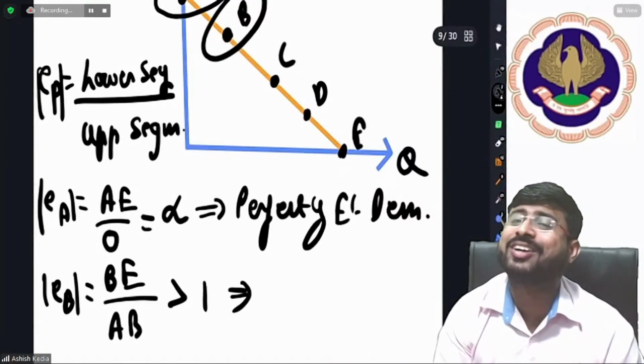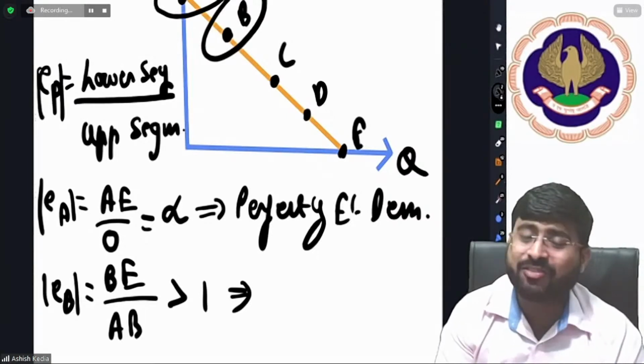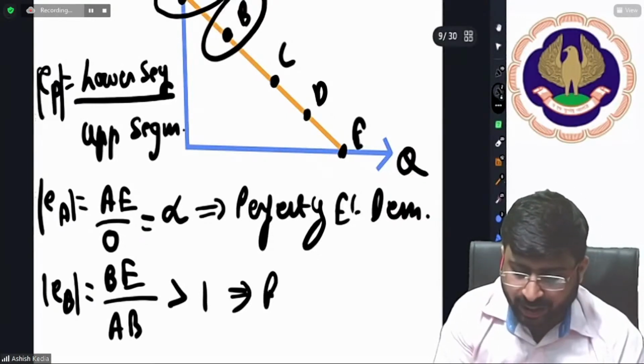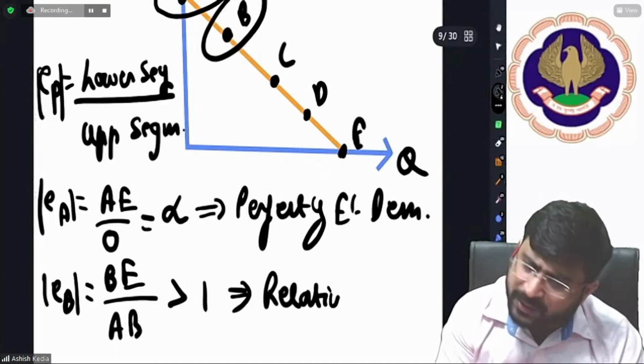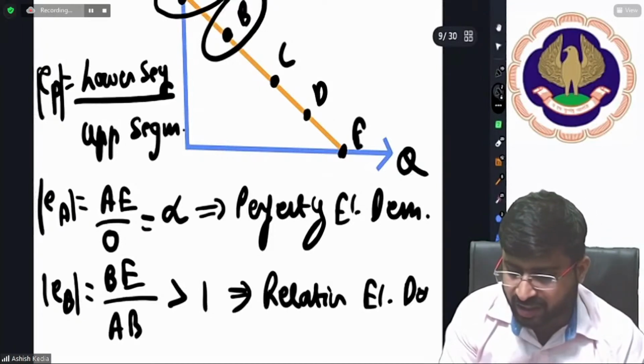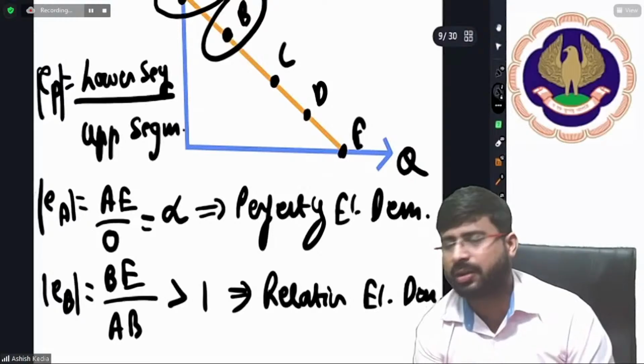What will this be called? You all guessed it correct. Since the value of elasticity is greater than 1, it is called relatively elastic demand, or simply elastic demand.